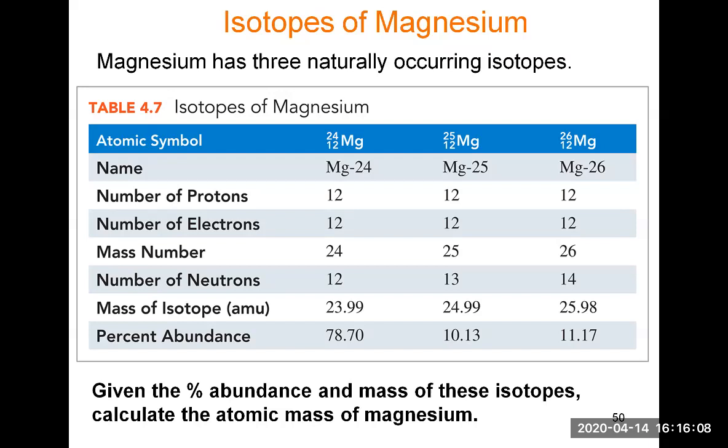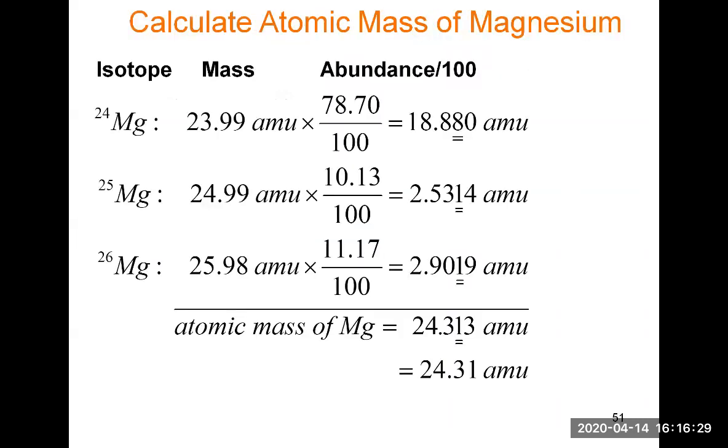So we are given the mass of each isotope and the percent abundance. Given this information, calculate the atomic mass of magnesium. Here we will only use the last 2 rows of that table. Put together, you will take the atomic mass of magnesium-24, which was 23.99, times its percent abundance, 78.70 divided by 100.